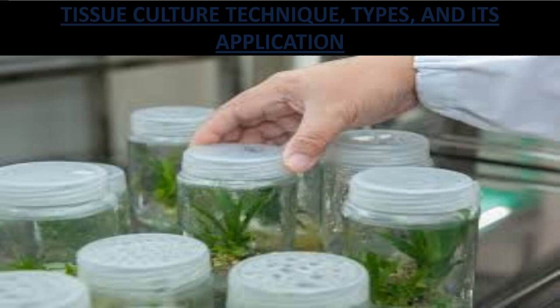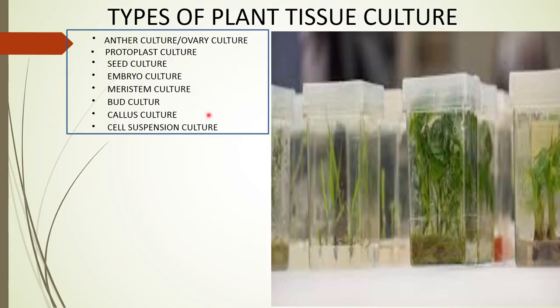Today I am going to explain about tissue culture techniques, types and its application. There are different types of plant tissue culture. They are like anther culture or ovary culture, protoplast culture, seed culture, embryo culture, stem culture, bud, callus, cell suspension culture.